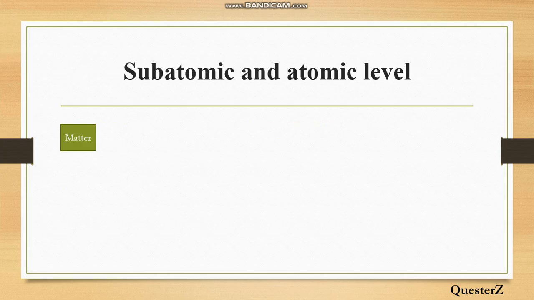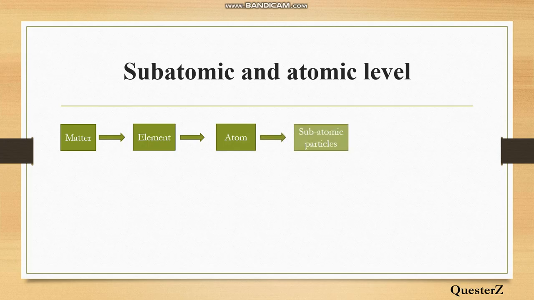As you know, there are different states of matter. Matter is basically made up of atomic particles. Then it forms elements. Elements have atoms, and atoms have subatomic particles. So this is the distribution basically.